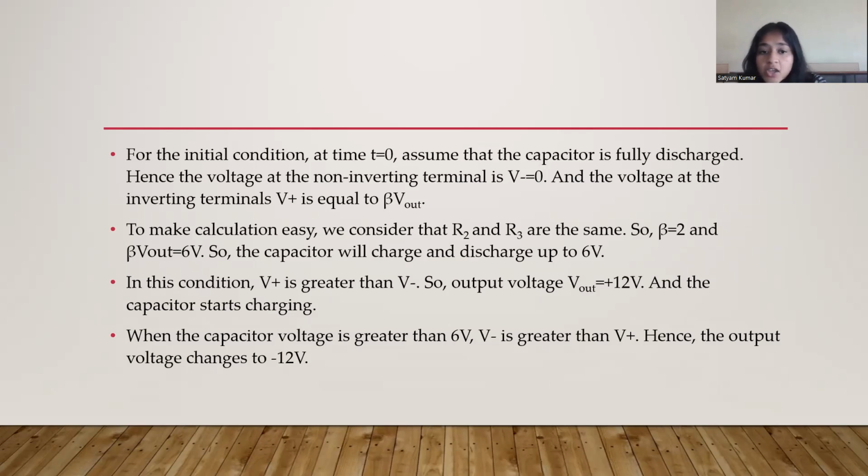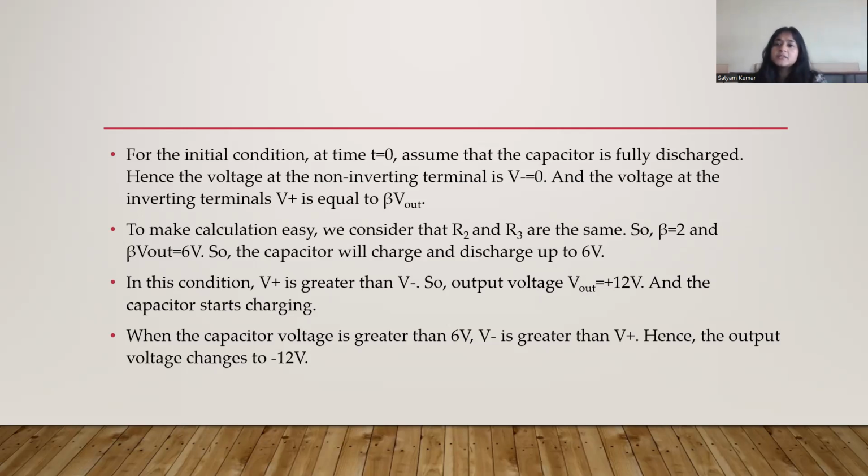In this condition, V plus is greater than V minus. So the output voltage V out is equal to plus 12 volt and the capacitor starts charging. When the capacitor voltage is greater than 6 volt, V minus is greater than V plus. Hence the output voltage changes to minus 12 volt.